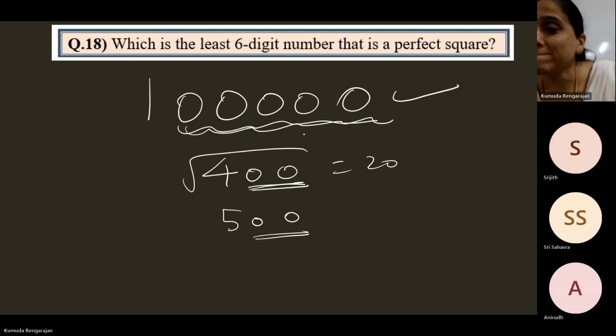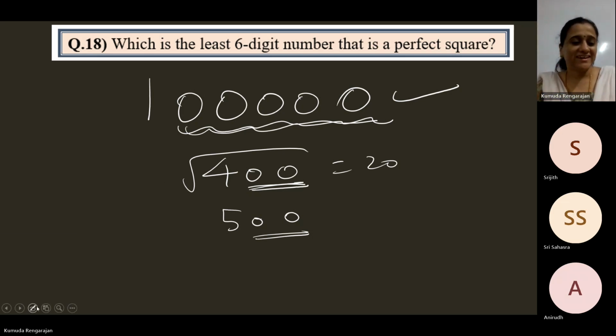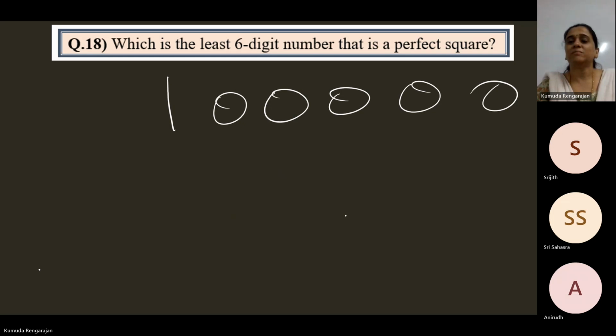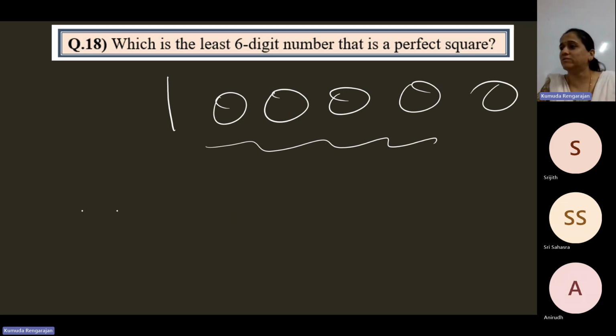Okay, so here the smallest 6-digit number is this, but this is not the answer to the question. Now you have to guess whether the answer will be more than this number or less than this number. If it is less than this number, it will become a 5-digit number. So the answer should be more than this number. So the procedure you should adopt here is the add procedure.